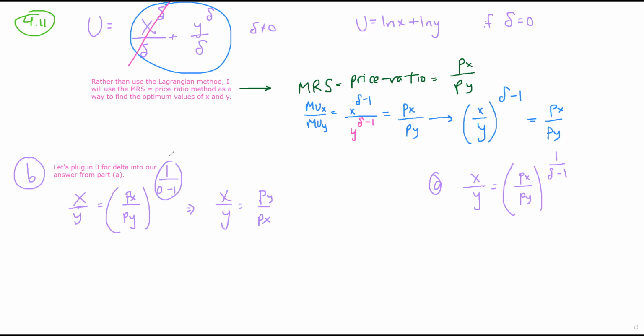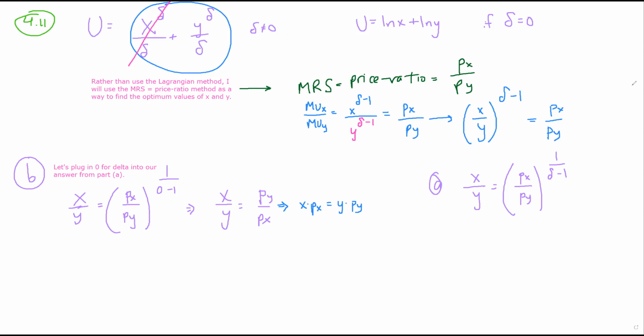This power becomes -1. I hope you realize that 0 minus 1 is -1, 1 divided by -1 is -1, and a negative power means you flip the fraction. So we have X over Y equals price Y over price X. The last thing we're going to do is cross multiply. So we get X times price of X equals Y times price of Y, and we're done.